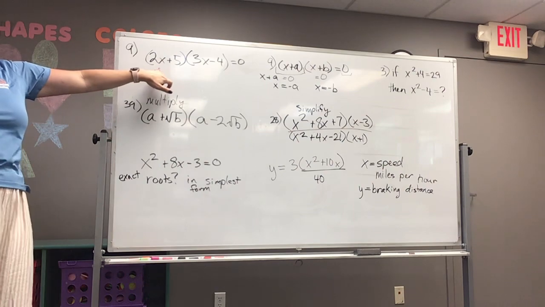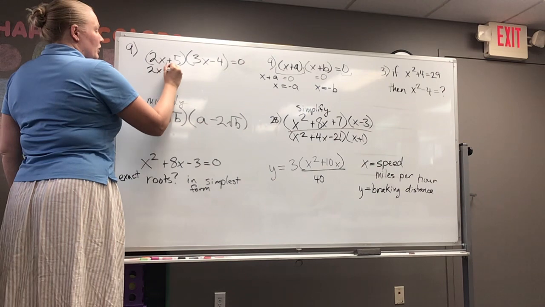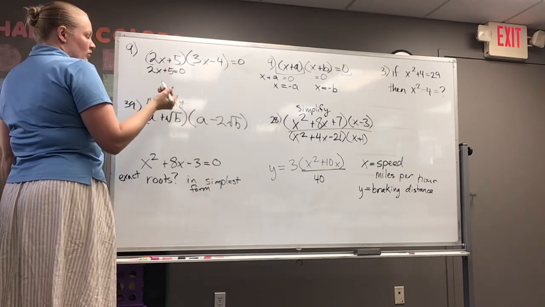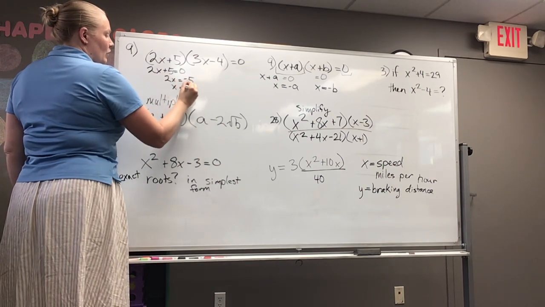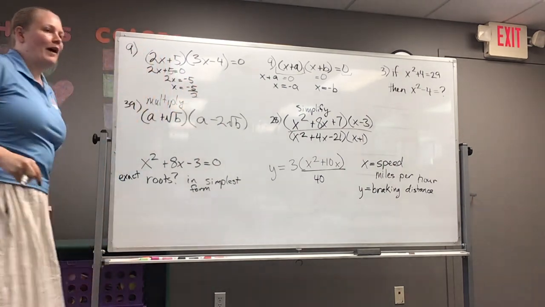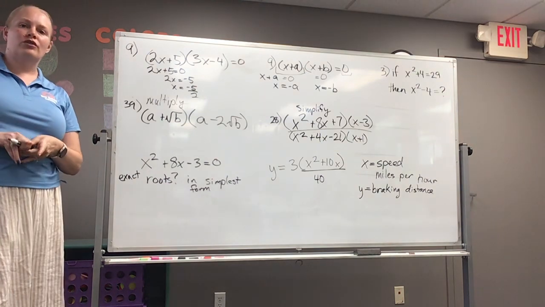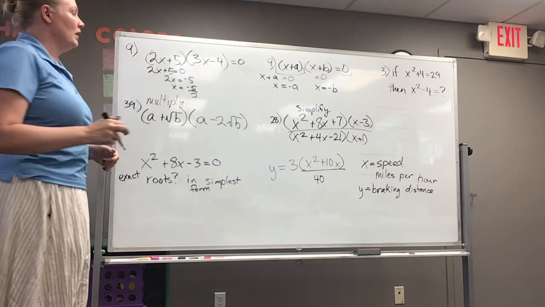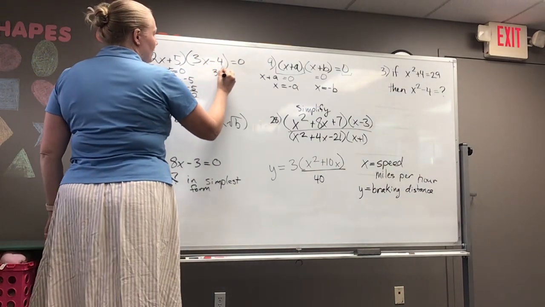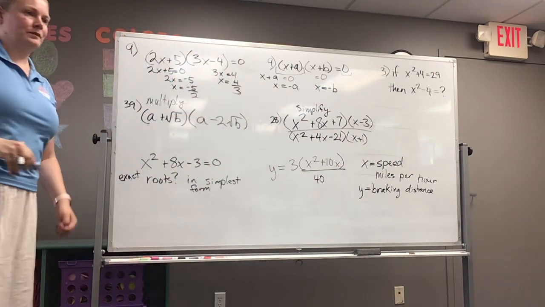Same thing's going on with this one, except now we have numbers. So 2x plus 5 equals 0. Subtract 5 from both sides. 2x equals negative 5. x equals negative 5/2. So those are what the solutions or zeros or roots are for quadratics. Same thing here, we'd end up adding 4 to both sides, so 3x equals 4, x equals 4/3.